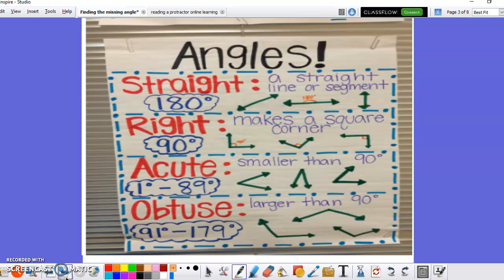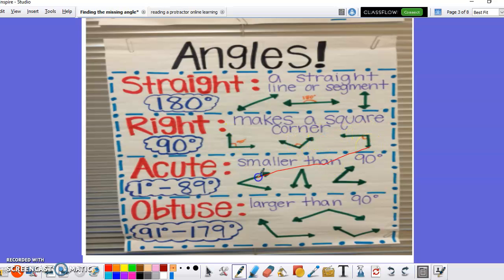Let's go over some of our vocabulary and some pictures. We have the different angles. We have a straight angle, which is basically just a straight line, and it measures 180 degrees. A right angle makes a square corner, and it measures 90 degrees.